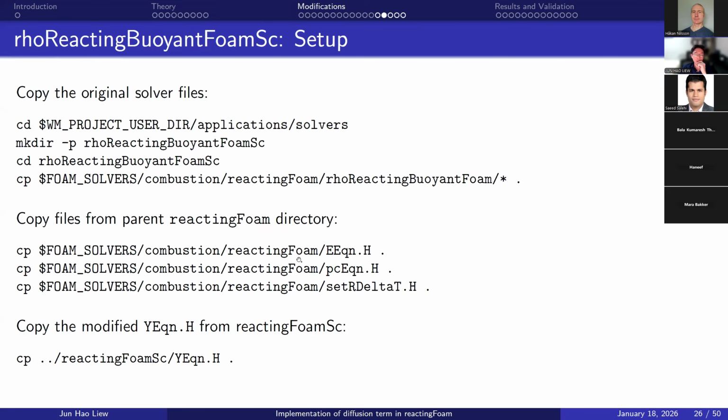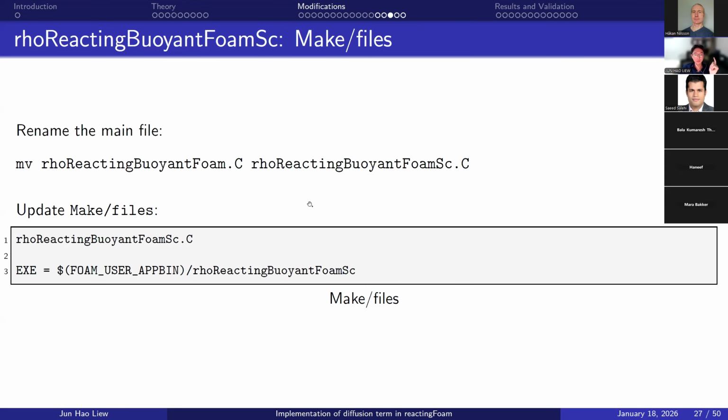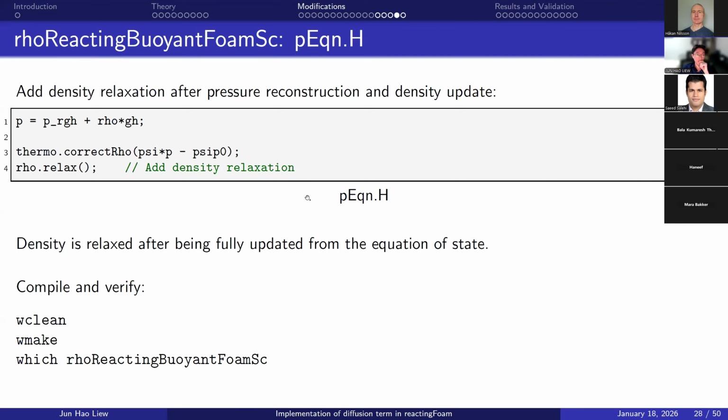So here, since we are creating a new solver file above, we need to copy some of the shared files into our new solver. And then once you've done that, we can also copy the Y equation, by the way, because it's the same. We use the same Y equation, so you can copy the modified Y equation from our modified solver just now. And then once all that's done, we rename it as usual. And then for the density relaxation in the P equation header file, we go right to the end, and then we add rhoRelax. And then once that's done, we compile and verify.